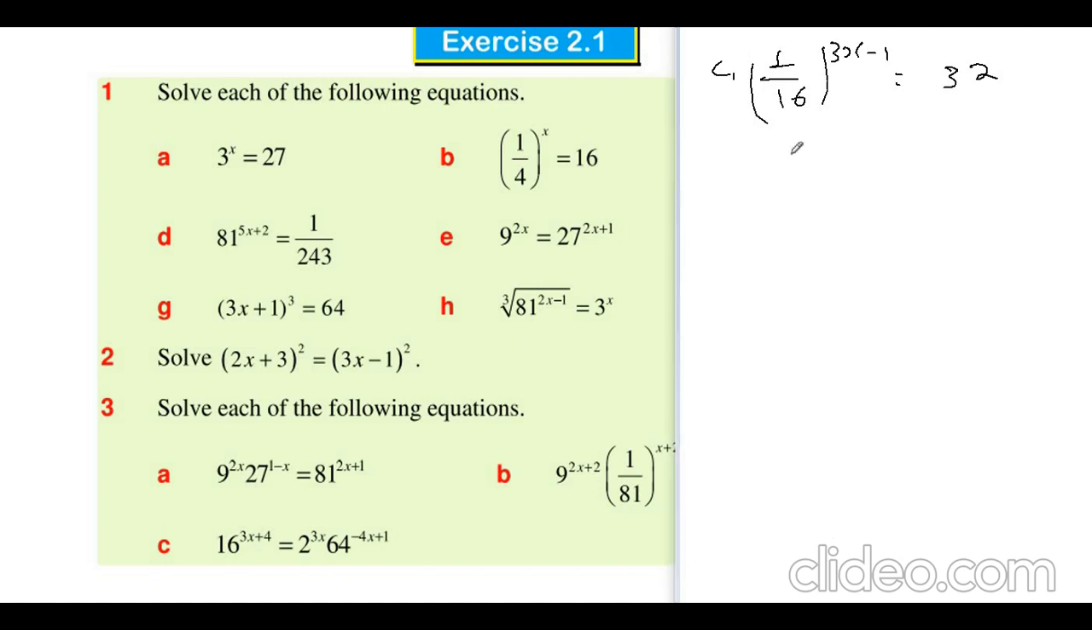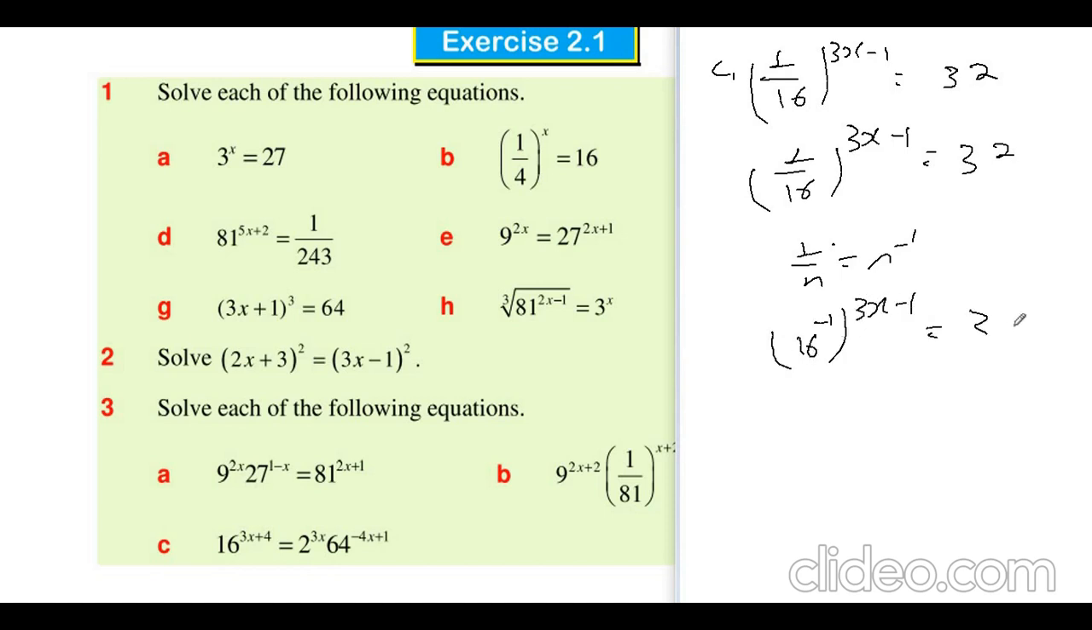Let's look at C: 1 over 16 to the power of 3x minus 1 equal to 32. The variable is in the exponent, so again we need to make the bases the same. As we saw in the previous rule, 1 over n is n to the power of minus 1. So 1 over 16 means 16 to the power of minus 1, to the power of 3x minus 1, equal to 32. With two exponents we multiply: minus 1 times 3x is minus 3x, and minus 1 times minus 1 is positive 1, equal to 32.